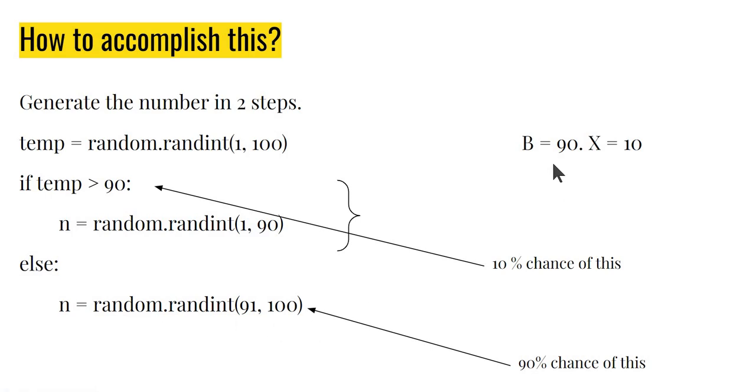So the number b, an x% chance. So x% chance that the number is between, let's say, 10% chance the number is between 1 and 90, and 100 minus x, or say 90% chance that the number is between 91 and 100. Let's see this in action, and then we can look at a more general formula.